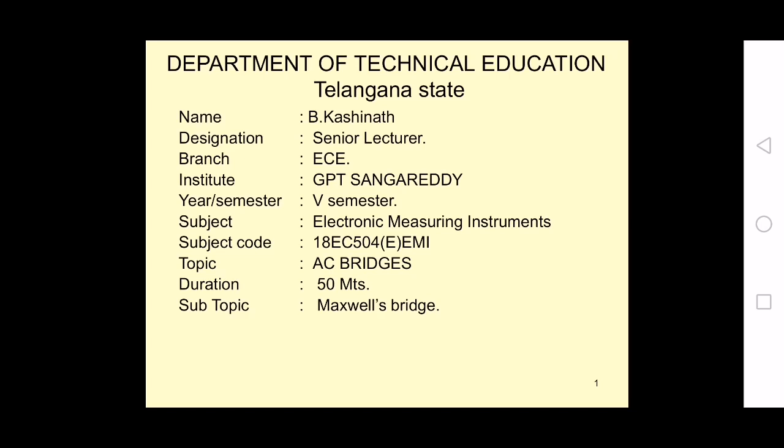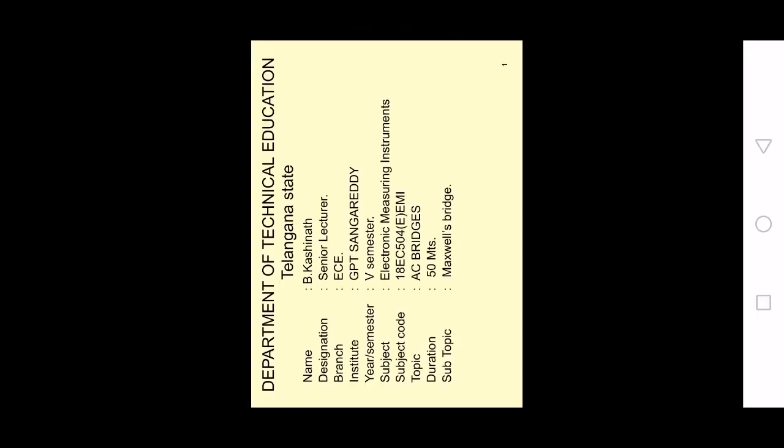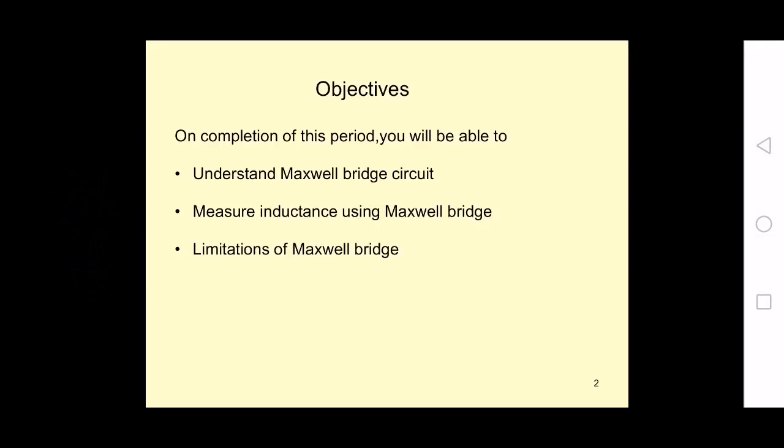Today we are going to discuss the topic of AC bridges, which is the second unit or second chapter in Electronic Measuring Instruments. The subtopic is Maxwell's bridge. On completion of this period, you will be able to understand the Maxwell bridge circuit, and you can measure the unknown inductance using the Maxwell bridge.